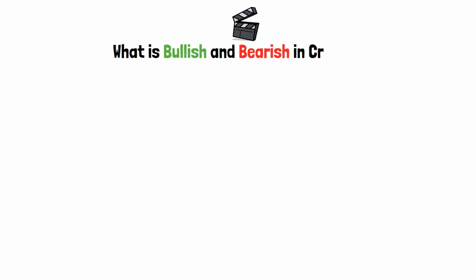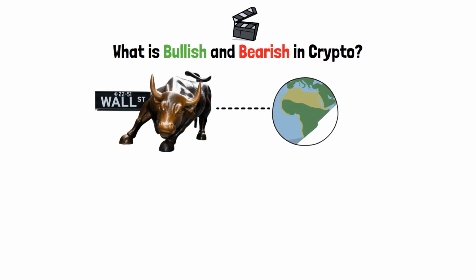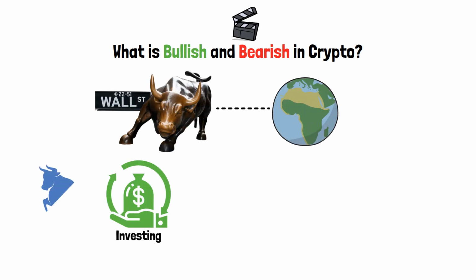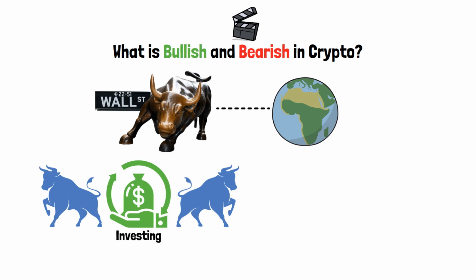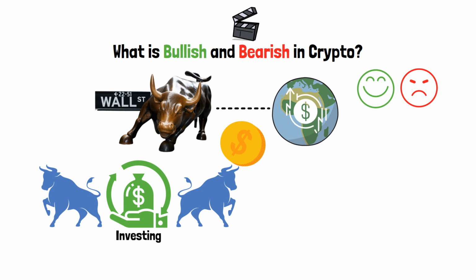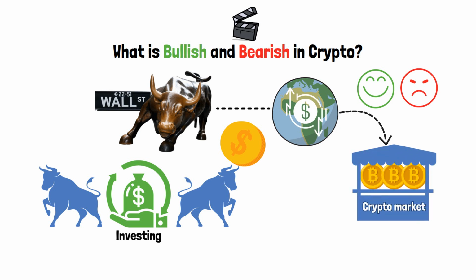Hey, in this video, we're going to talk about what is bullish and bearish in crypto. As the charging bull statue on Wall Street lets the world know, investment is all about that bullish attitude and energy. But as there are two sides to a coin, there are two different sentiments that can encapsulate the overall current state of the market. This, of course, very much applies to the crypto market as well.